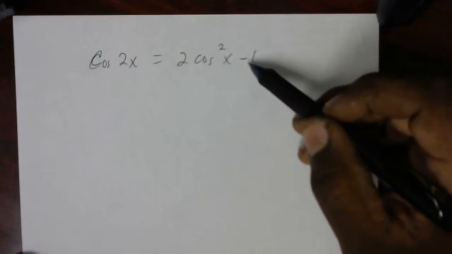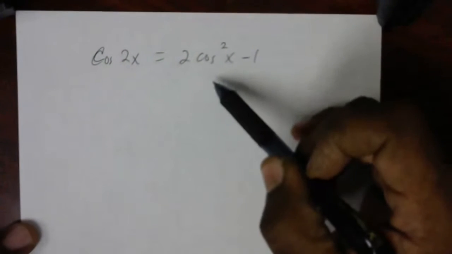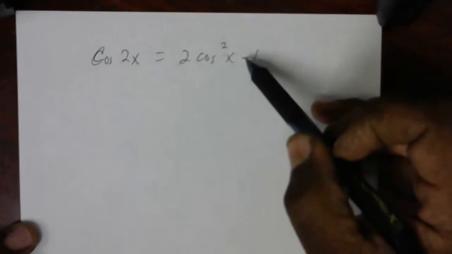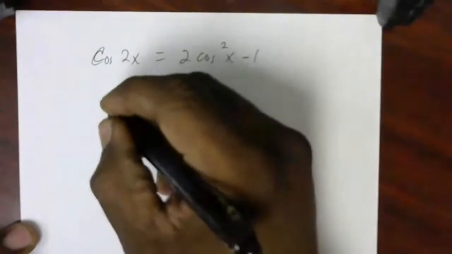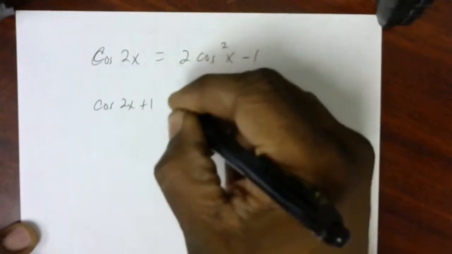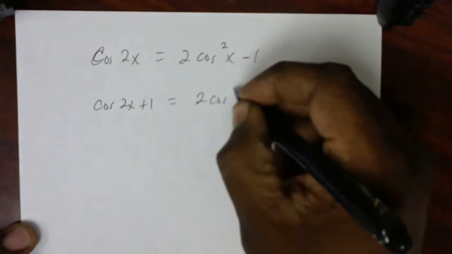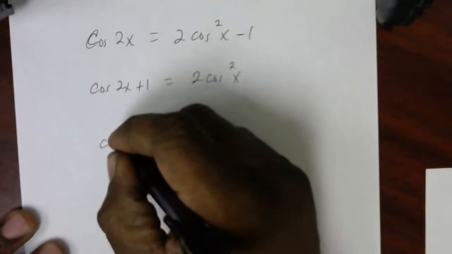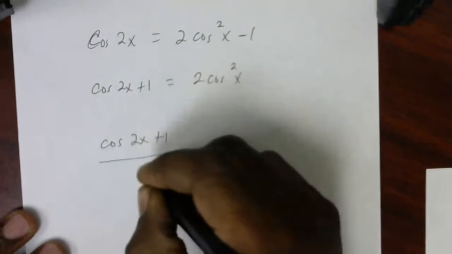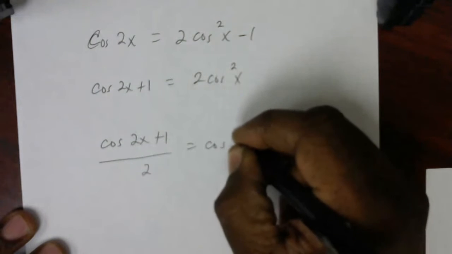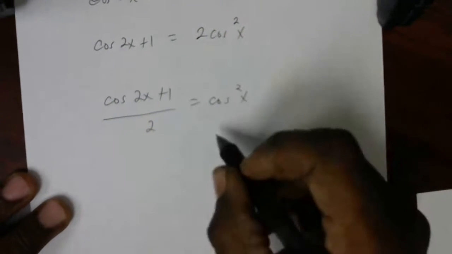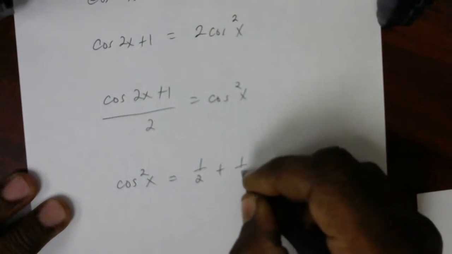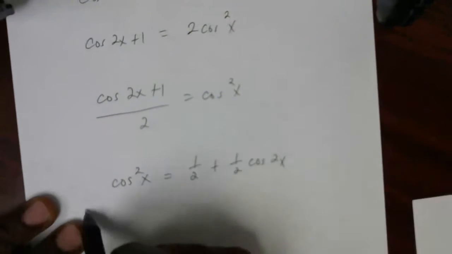All right, so we're going to pretty much do the same things we did in the last formula. I'm going to isolate cosine square x. So the first thing I'm going to do is add 1 to both sides. Next, I'm going to divide both sides by 2. And I'm just going to flip it around. So cosine squared x is equal to 1/2 plus 1/2 cosine 2x.